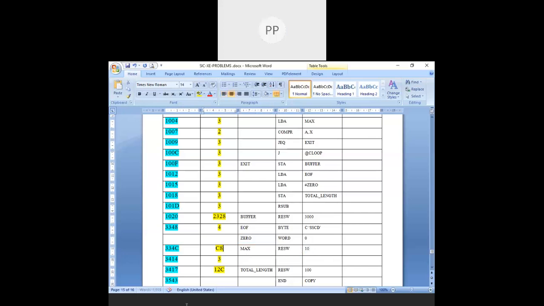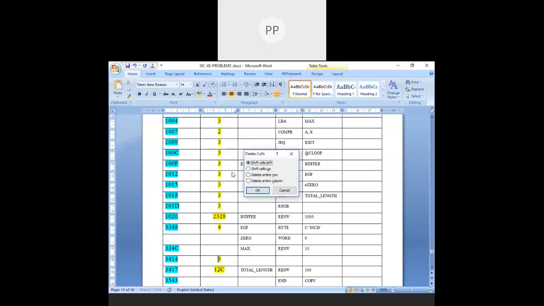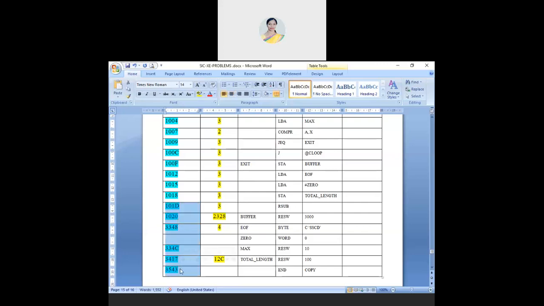Okay. Next, what will this be? Total length, reserve word, and 100. That instruction is fine. The below instruction, so this is delete cell. And this is done, no? 4 is correct, right? Yes, ma'am. 4 is correct. I'll just delete these values from here. Okay. Delete. Done. Till there it was correct.